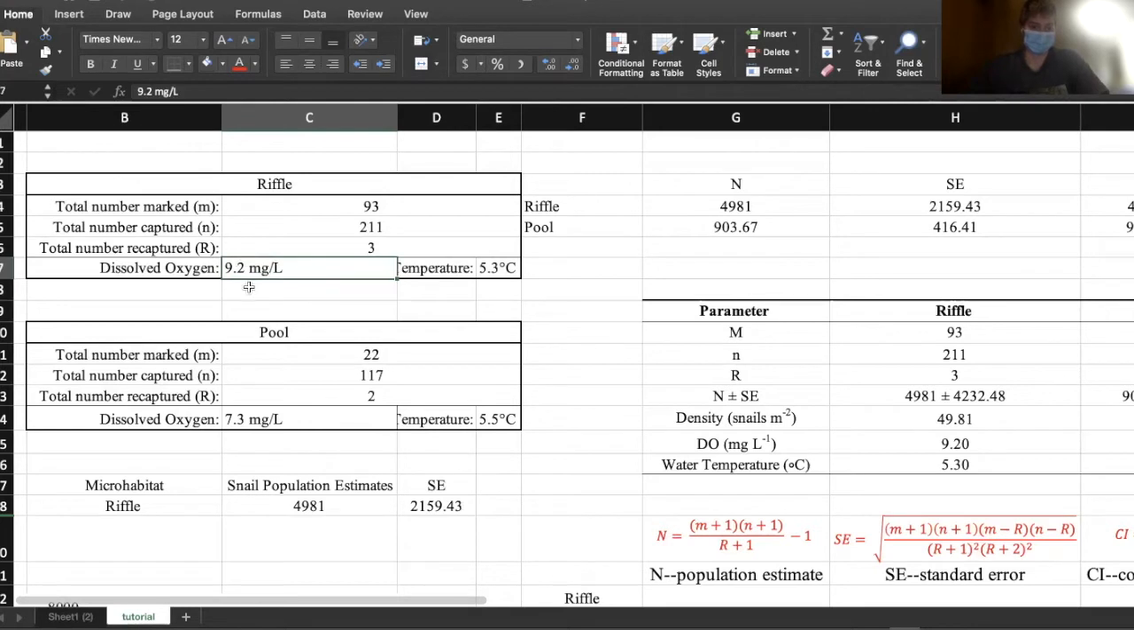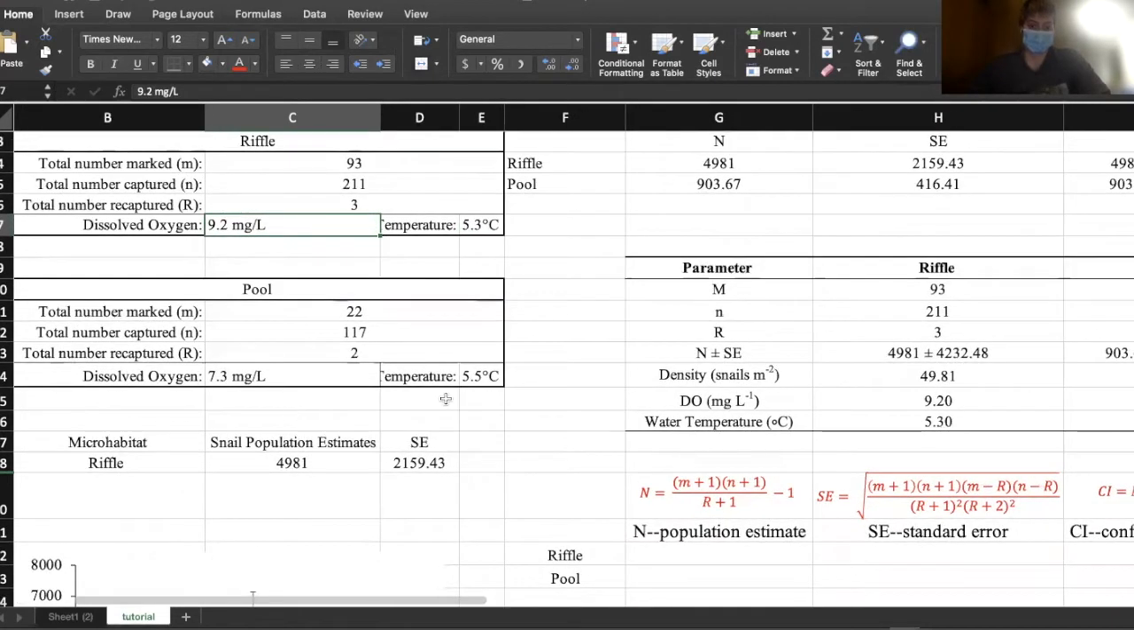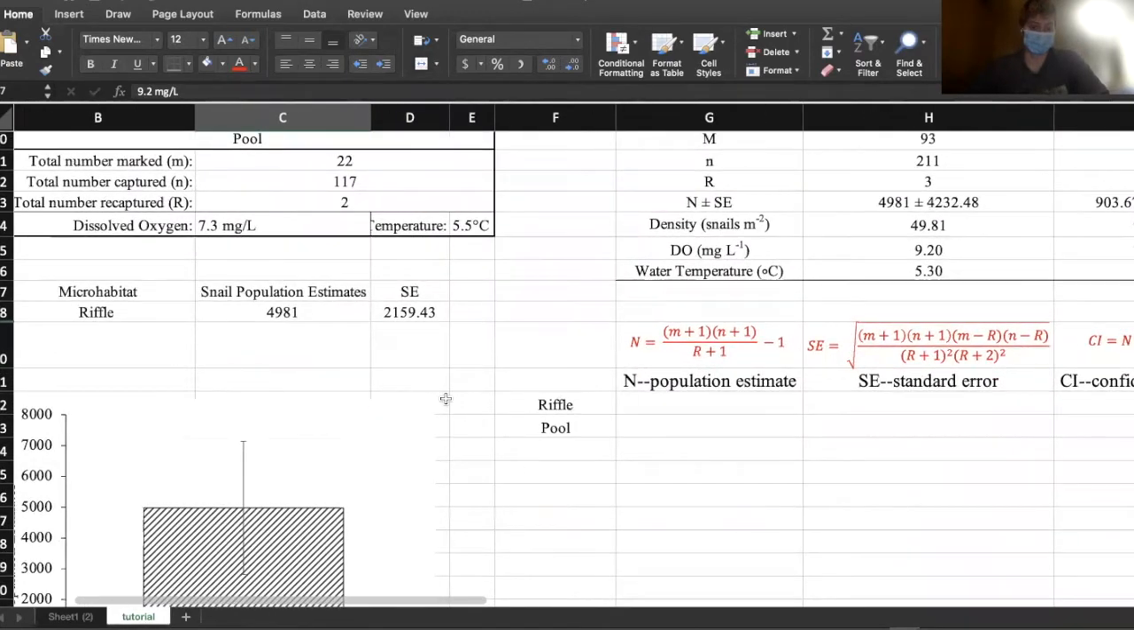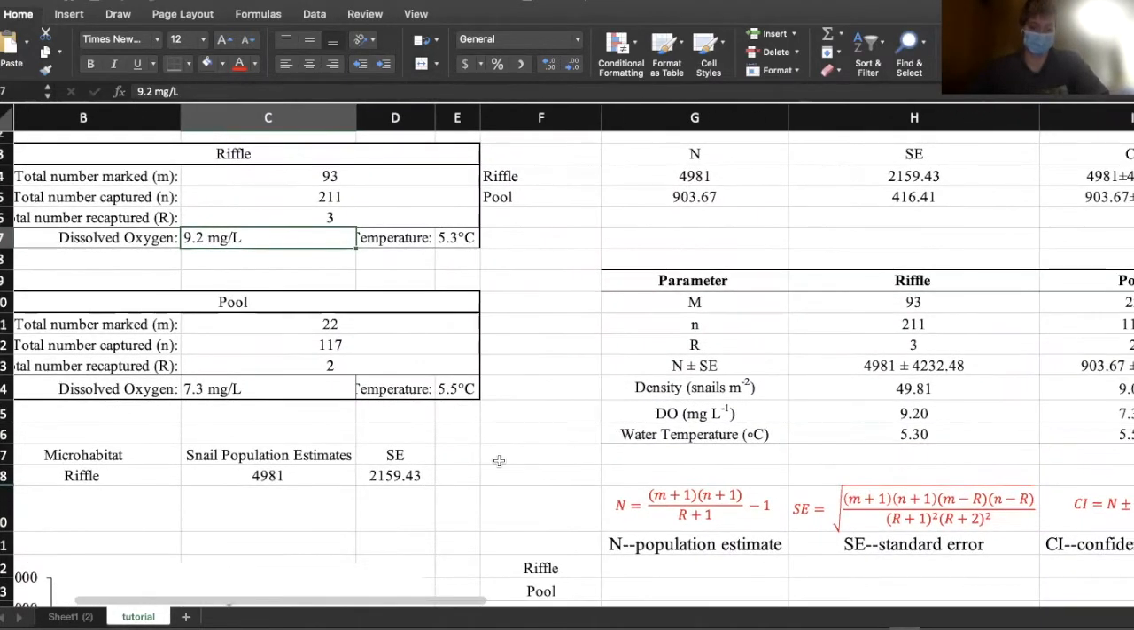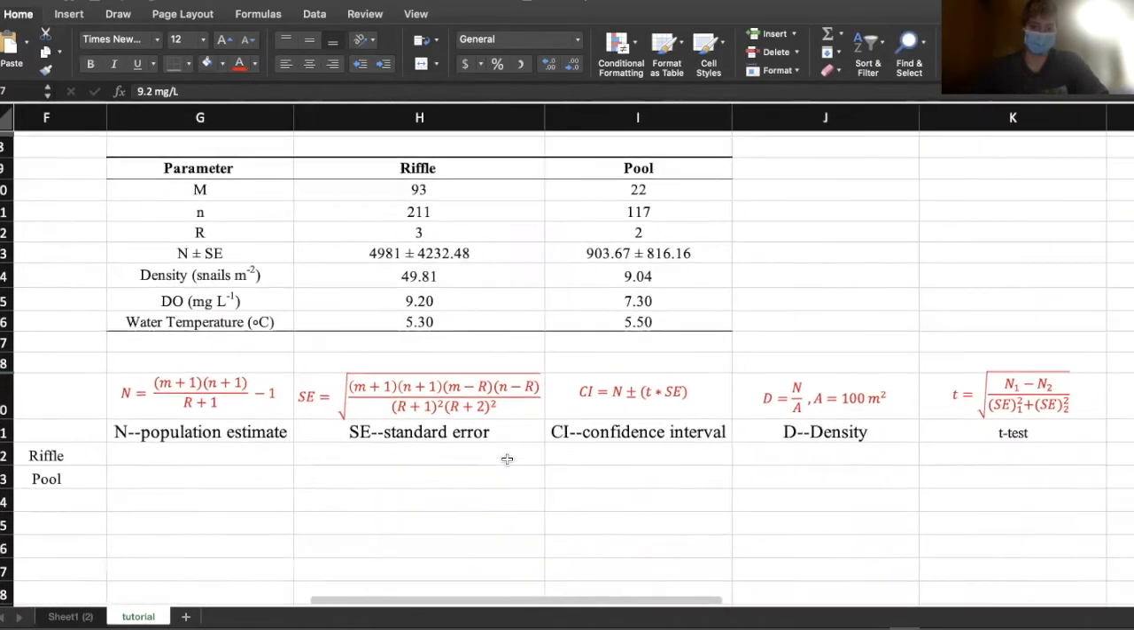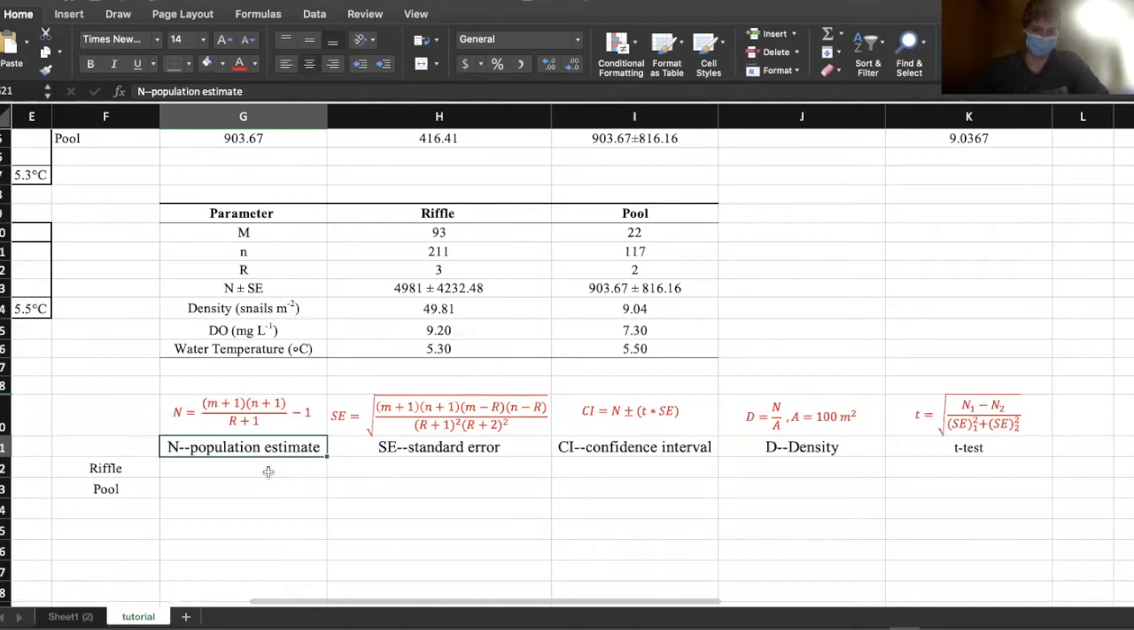The only thing different is you're going to have 3 data points for dissolved oxygen and temperature for each microhabitat, and you're going to have to take the means of those 3 to get your DO and temperature. So there's just a couple of calculations to do for this lab. It's nothing too difficult. Some of them I'm not going to do on the spreadsheet in a formula because it's just too many parentheses to get it right.